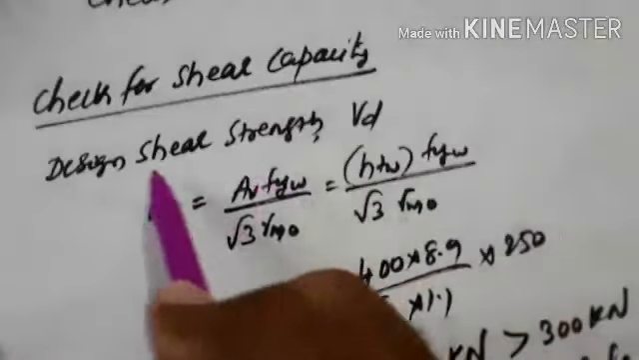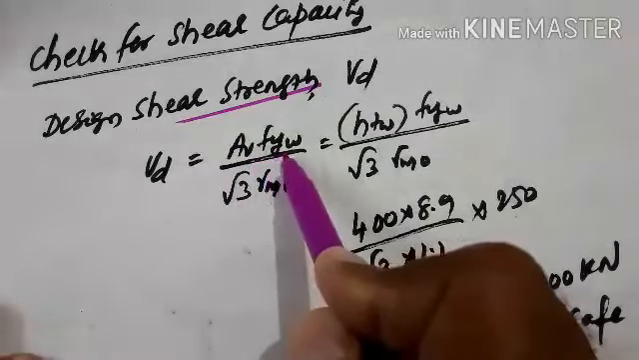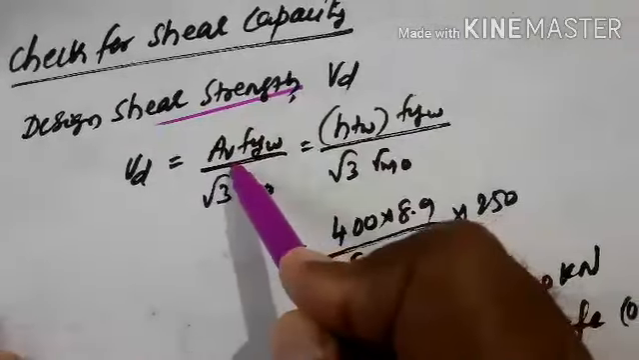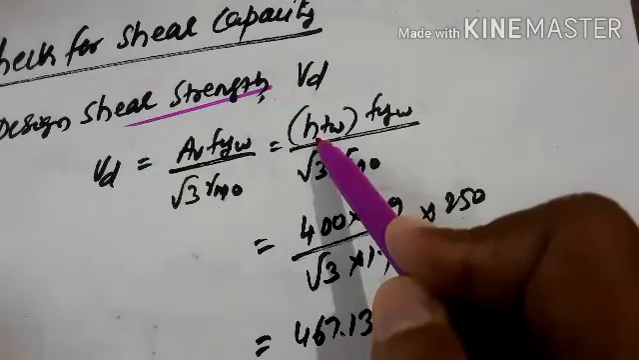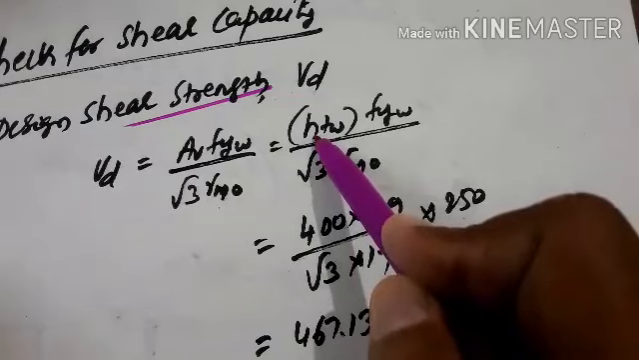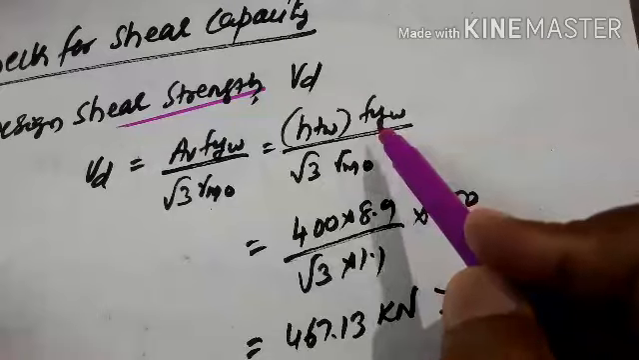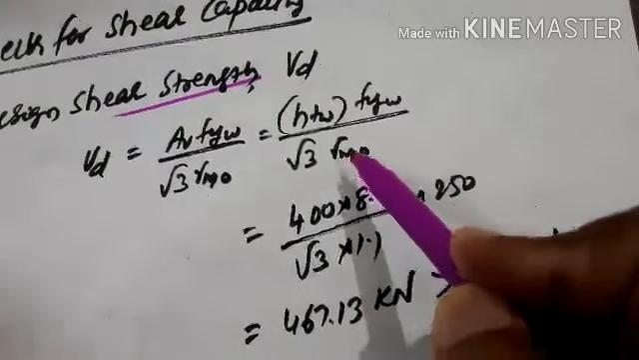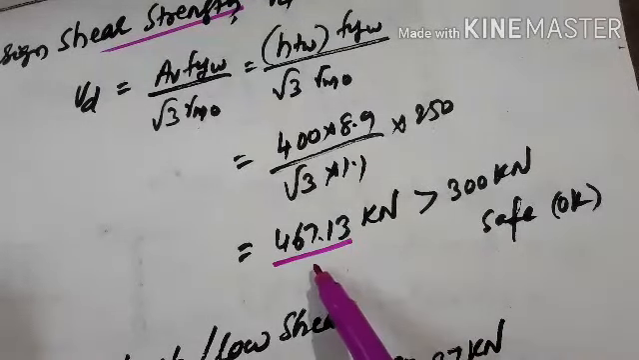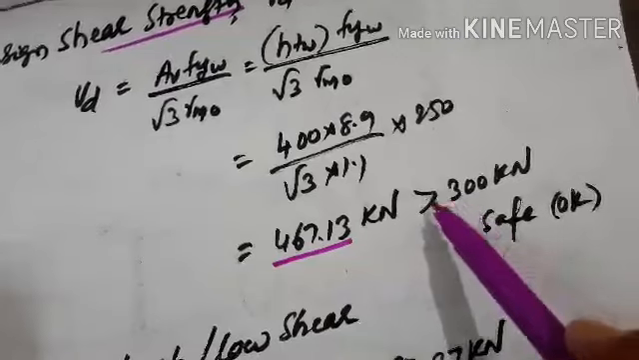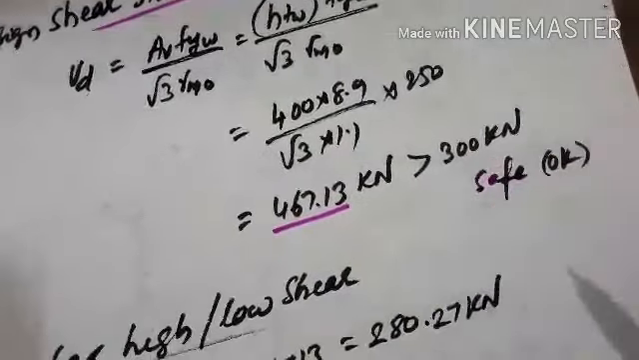For that you have to calculate the design shear strength. The formula, as you know, Vd equal to Av into fyw divided by root 3 into gamma m0, where Av is the shear area. Then calculate the shear area: h is the depth of the whole section, into thickness of web, into yield stress of the web material, divided by root 3 into gamma m0, and substitute all the values here. You will get the design shear strength, which is greater than the 300 kilonewton, that is the actual shear force acting, hence it is safe.